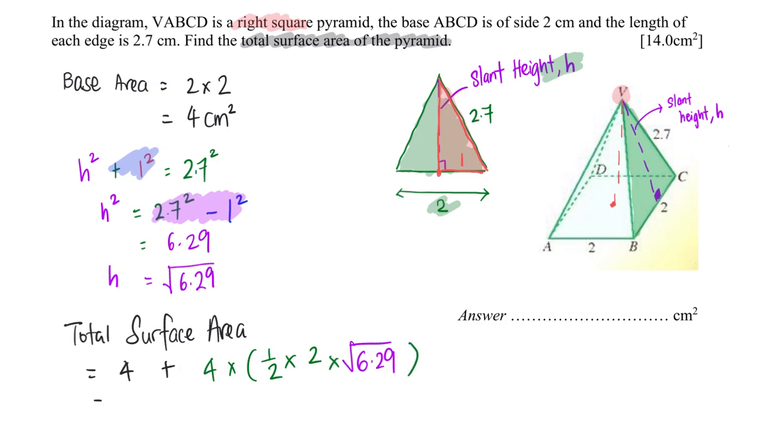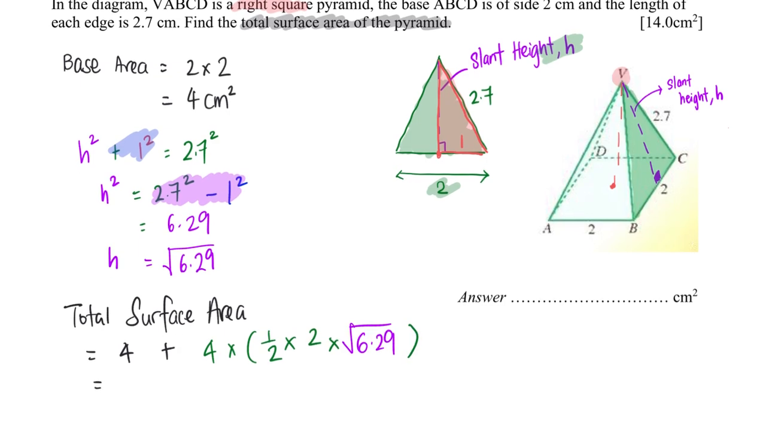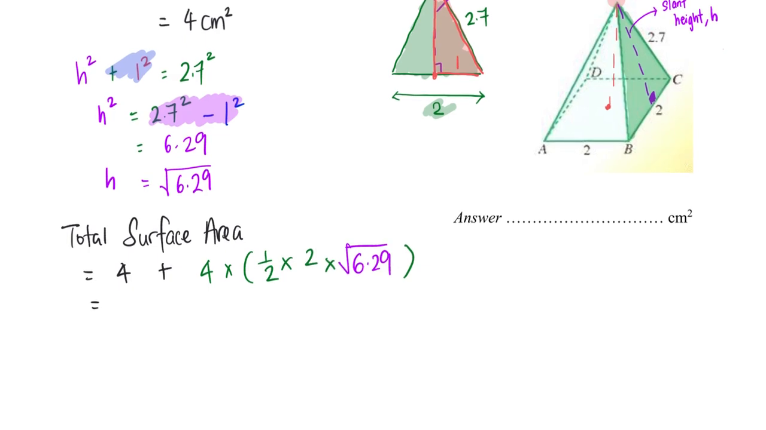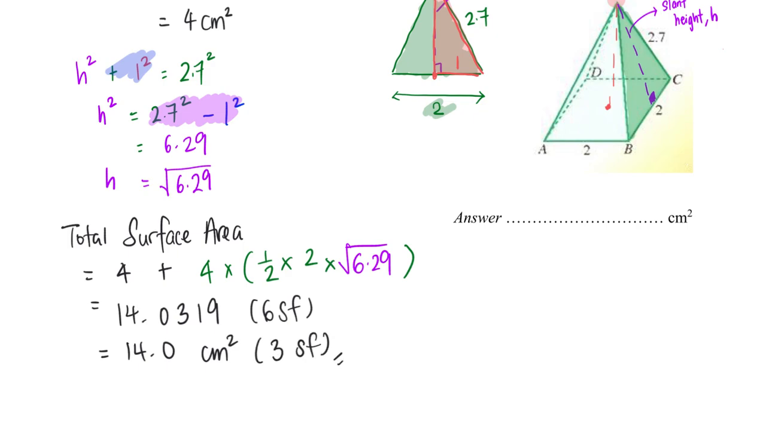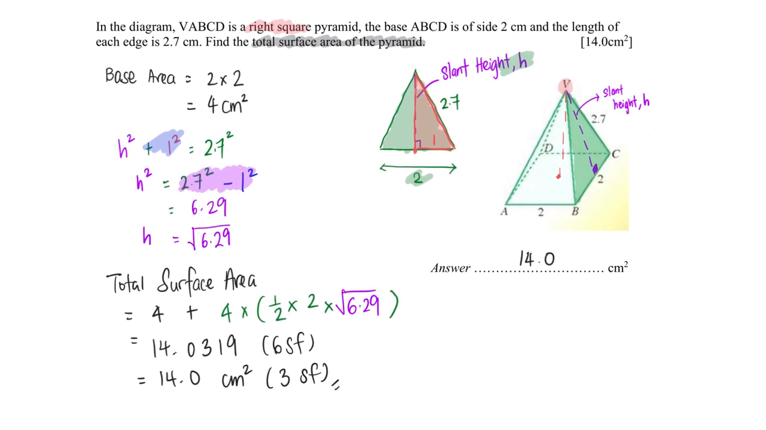And therefore the final answer would be 14.0319 to 6 significant figures, followed by the final answer to 3 significant figures, 14.0. With that, we have come to the end of this particular example.